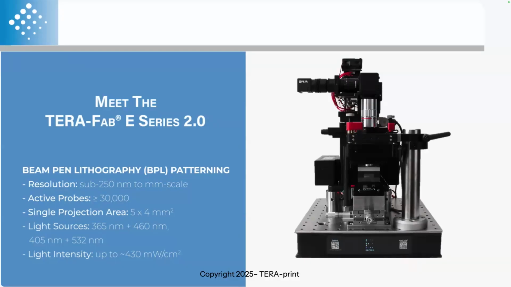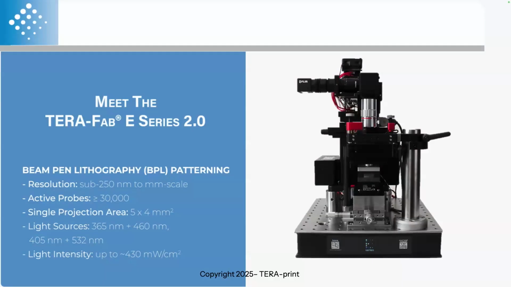This allows users to pattern continuously from the millimeter scale all the way down to 250 nanometer resolution without changing the tools or masks, just by applying different force or different exposure time or switching operation mode, which I will cover on a later slide. Each exposure covers a 4 by 5 millimeter writing field.